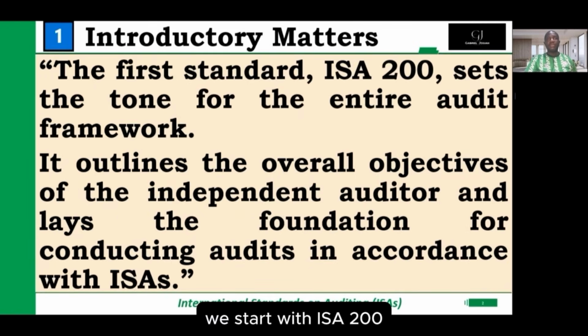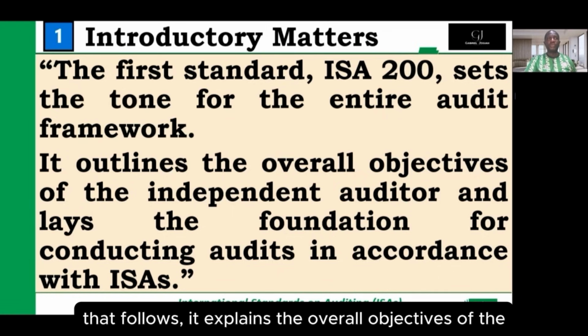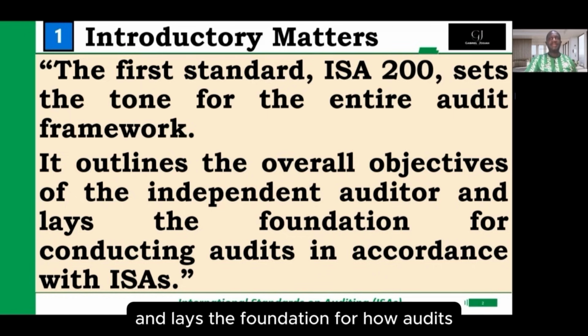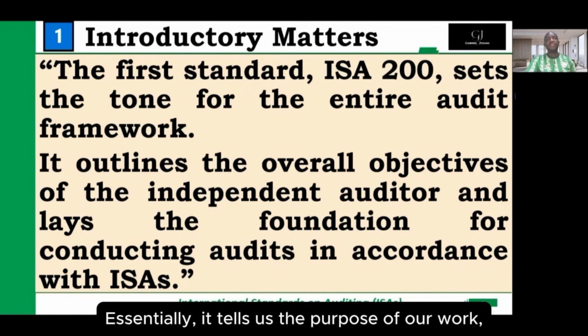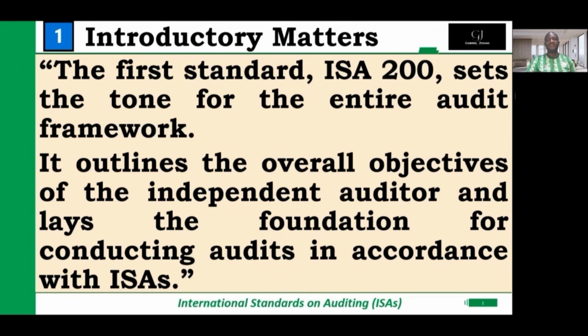We start with ISA 200. This standard sets the stage for everything that follows. It explains the overall objectives of the independent auditor and lays the foundation for how audits should be conducted under ISAs. Essentially, it tells us the purpose of our work and the principles we must follow right from the start.